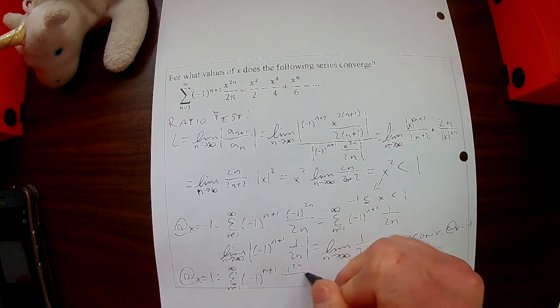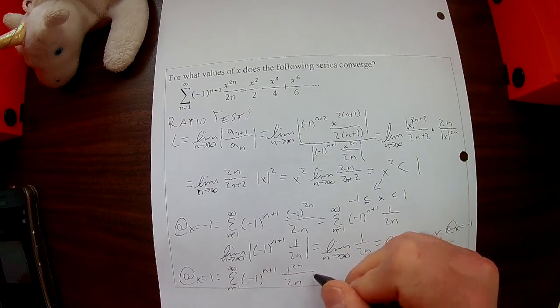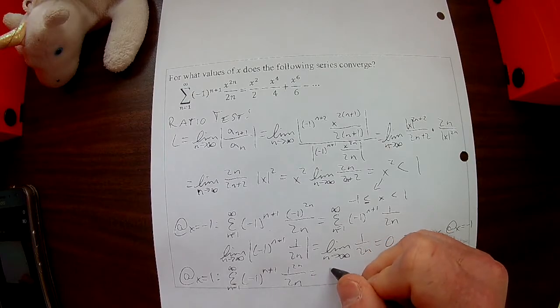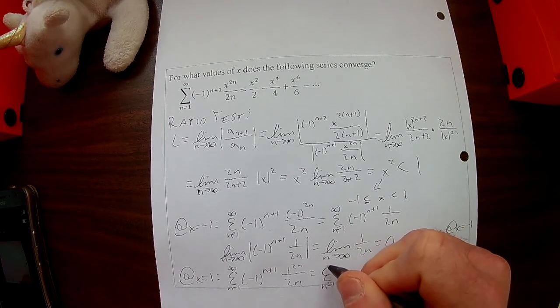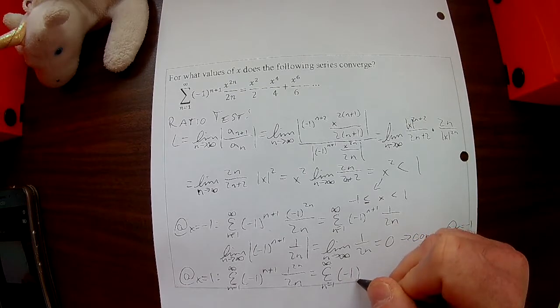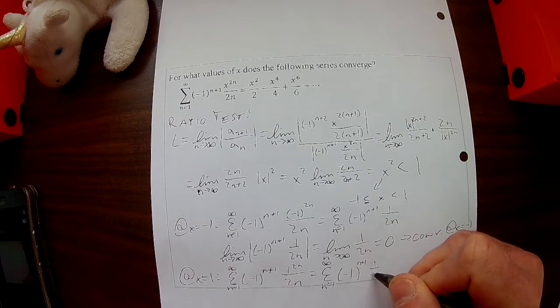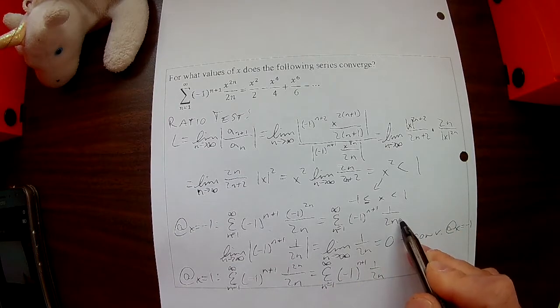1 to the 2n over 2n. And pop quiz, what's 1 to any power? It's just 1. Well, except for infinity. But that's a different chapter. -1 times, -1 to the n plus 1 times 1 over 2n. Hey, we already said that converges.